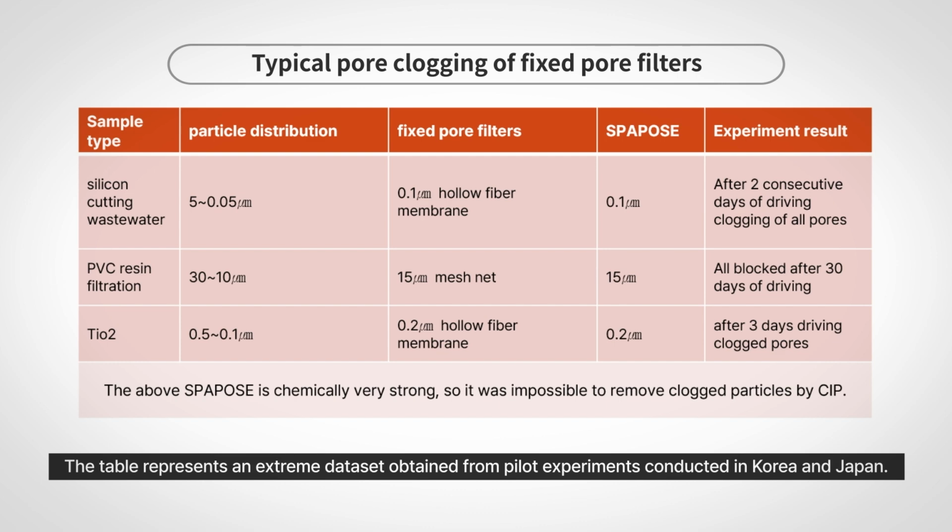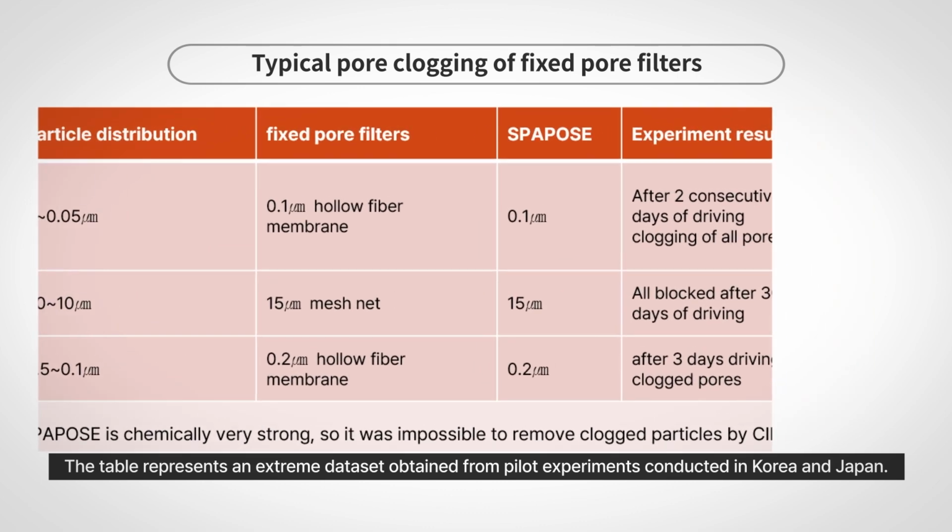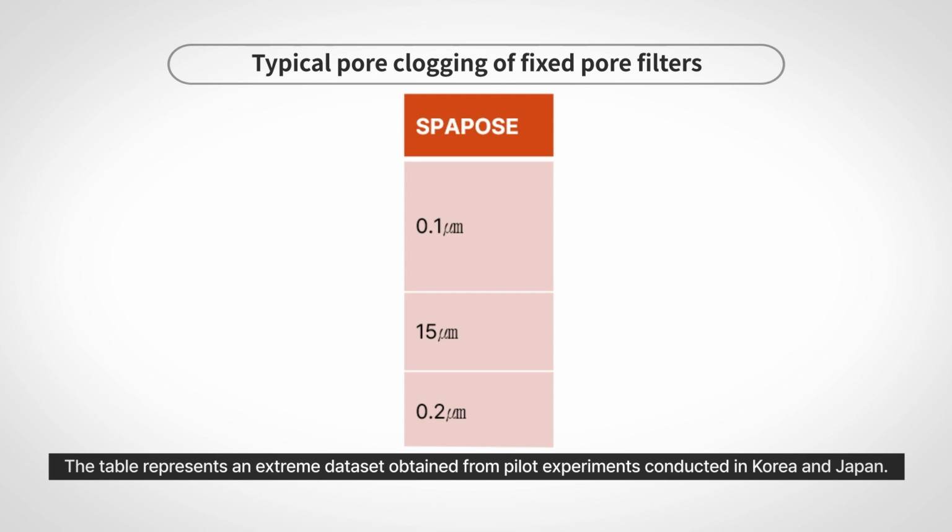The table represents an extreme dataset obtained from pilot experiments conducted in Korea and Japan. Particles that have a similar size as fixed pores are called SPAPOs. When the raw water contains a large amount of SPAPOs, severe plugging will occur for pore-tight filters, and especially on the separator, plugging all pores within 2 to 3 days.